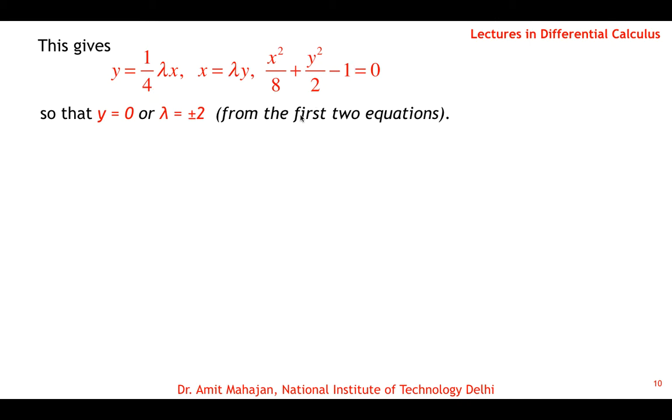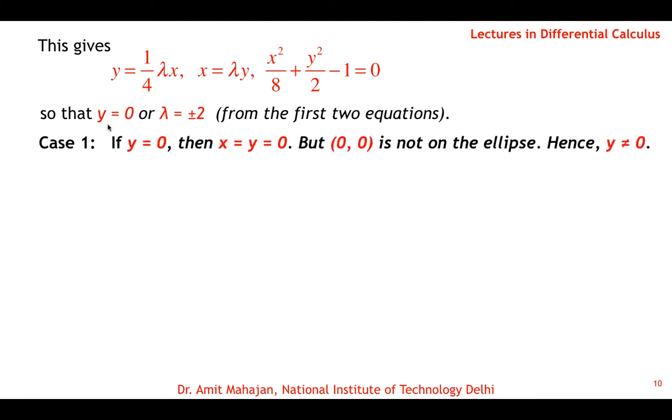Then from the first two equations, if we put x as lambda y here, it will be y is equal to 1 by 4 lambda square y, and if we take this to the other side, then either y is 0 or lambda is plus minus 2. If y is 0, then from the second equation x will also be 0. So x and y will both be 0, but the point (0, 0) is not on the ellipse; the third equation is not satisfied for this point. Hence y cannot be 0.